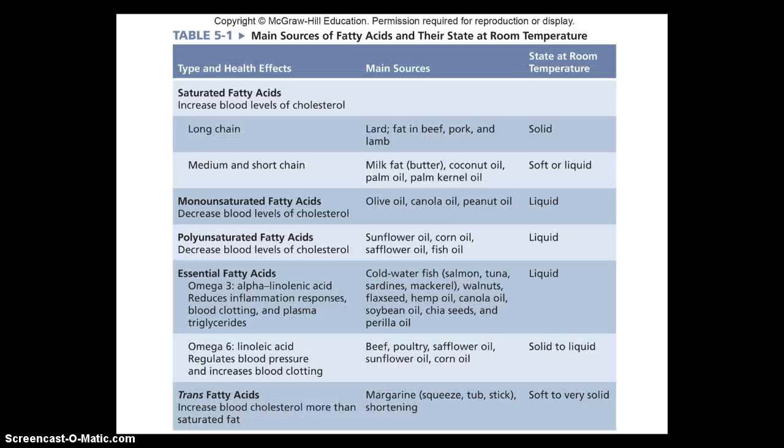So this talks a little bit about the types of fatty acids and if they're liquid or not at room temperature. And again, saturated fats typically come from animals, and those are going to be solid at room temperature. Monounsaturated and polyunsaturated tend to be liquid at room temperature. Trans fats, depending on how much hydrogenation they have, tend to be solid.